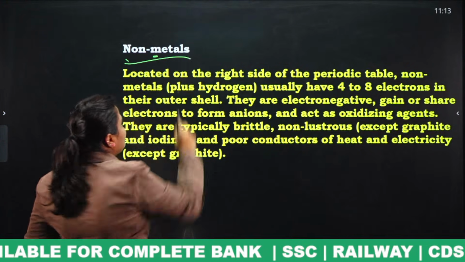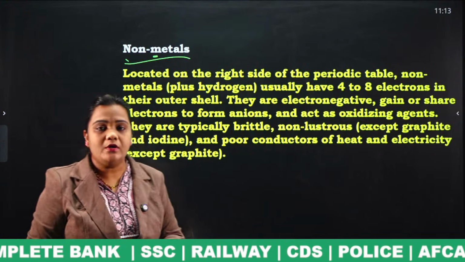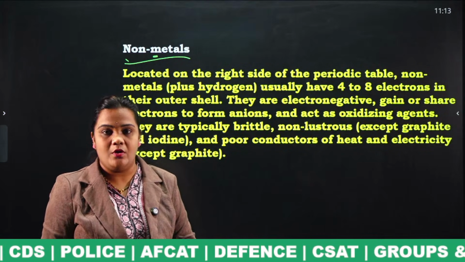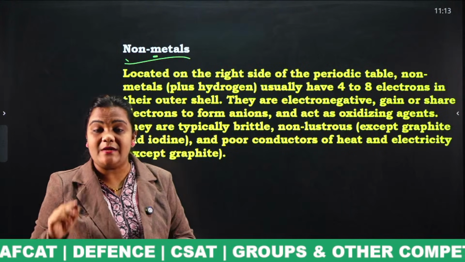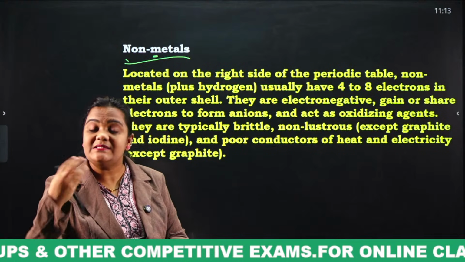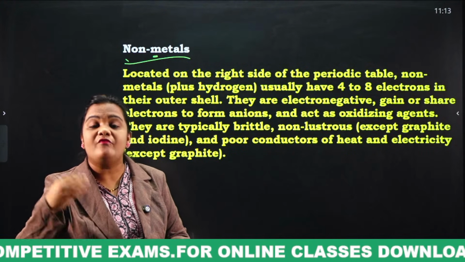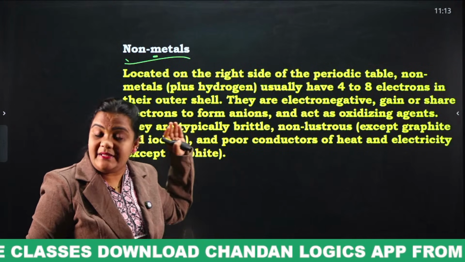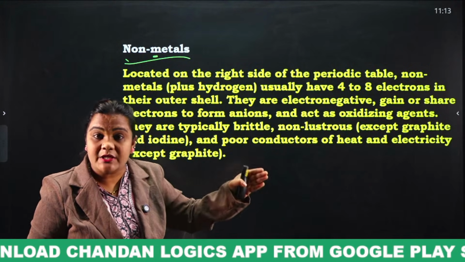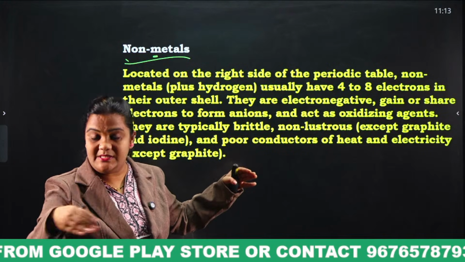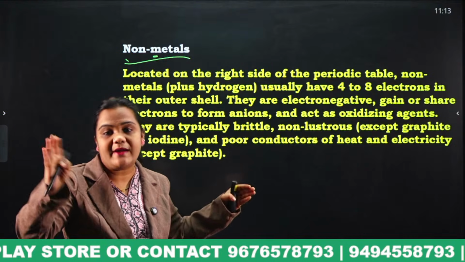Next, non-metals. What are those non-metals, students? I have already told you. Non-metals are located on the right side of the periodic table. They are electronegative. That means they easily gain electrons and form anions. So know the difference, students. Non-metals, or anions, easily gain electrons. When it comes to metals, they easily lose electrons and form cations.